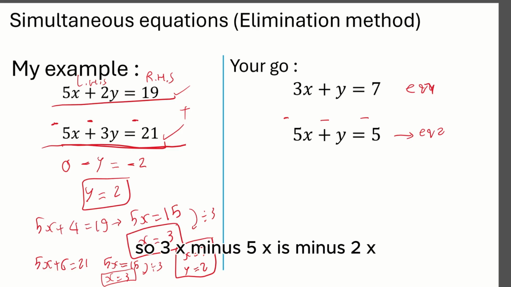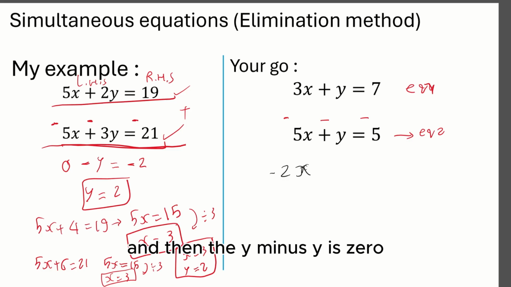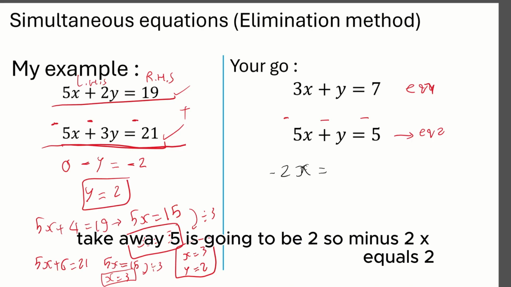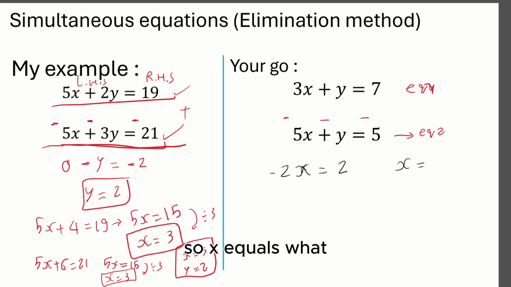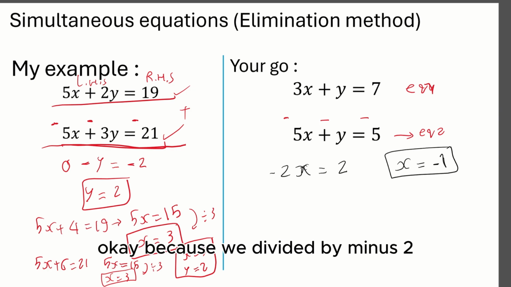So 3x minus 5x is minus 2x. And then y minus y is 0. So that equals 7 take away 5, which is going to be 2. So minus 2x equals 2. So x equals what? Minus 1, because we divided by minus 2.